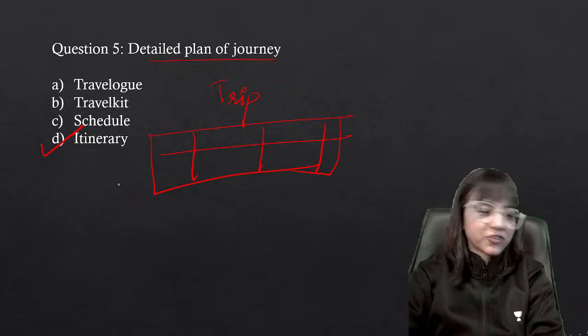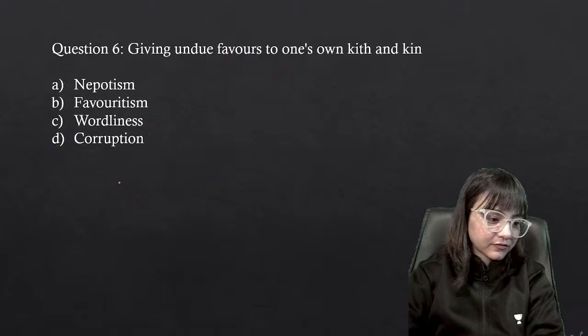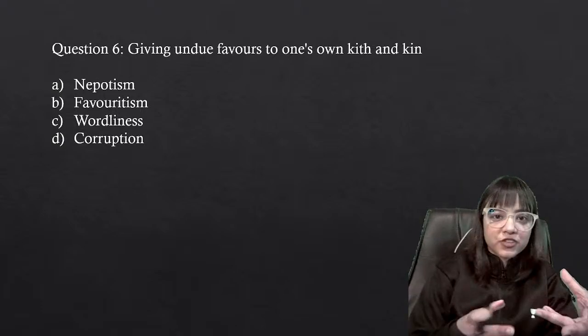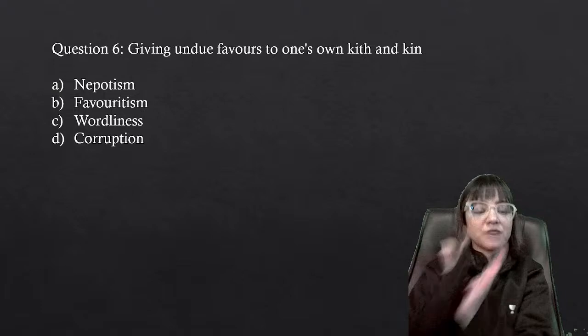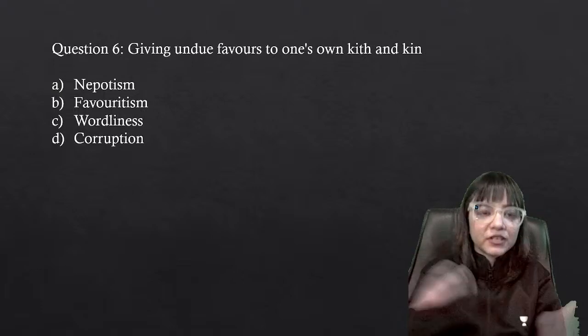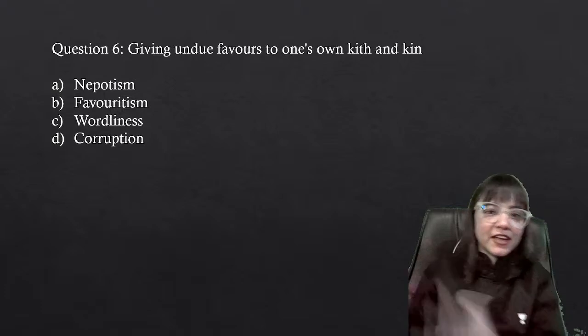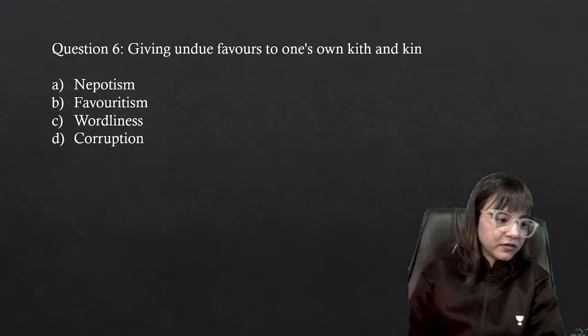नॉट ट्रैवल किट, नॉट शेड्यूल. एक्चुअल स्टोरी कुछ उसके बारे में थोड़ा सा इंट्रोडक्शन देना, और एपिलॉग इज समथिंग दैट कम्स आफ्टर द स्टोरी. आफ्टर द नॉवेल कुछ नेक्स्ट बुक के बारे में अगर बताते हैं या एक्स्ट्रा इन्फॉर्मेशन देते हैं, दैट इज एपिलॉग.